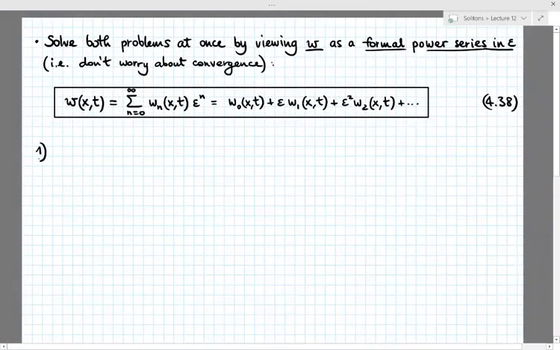Now, to solve the first problem, namely that to obtain W in terms of U we needed to solve a differential equation, which was the Gardner transform, let's just substitute this formal power series expansion in the Gardner transform equation 4.35. And let's invert it order by order in epsilon.